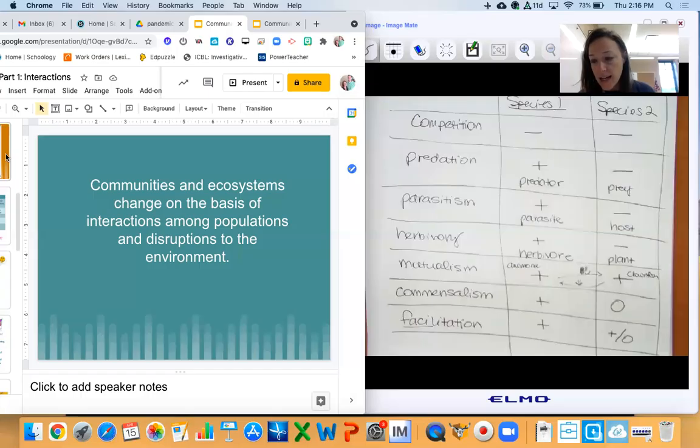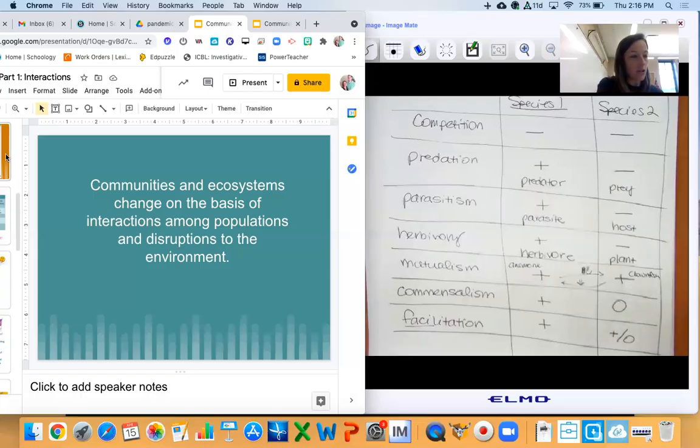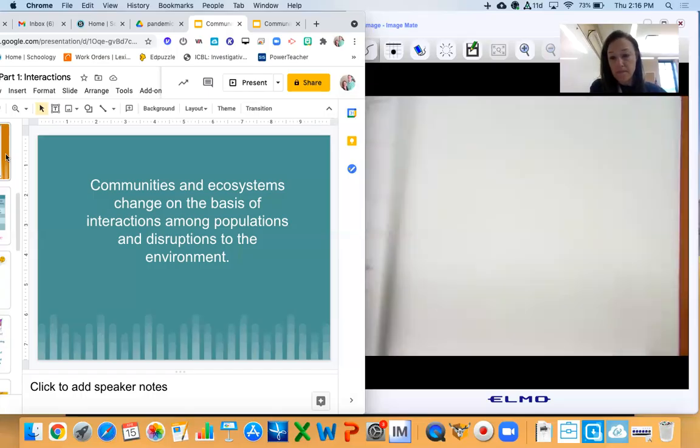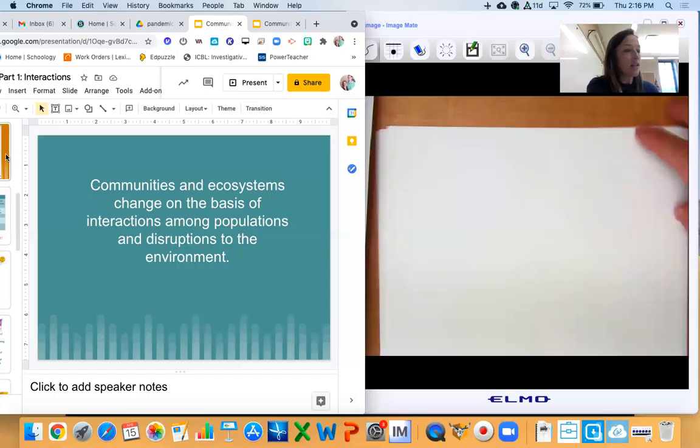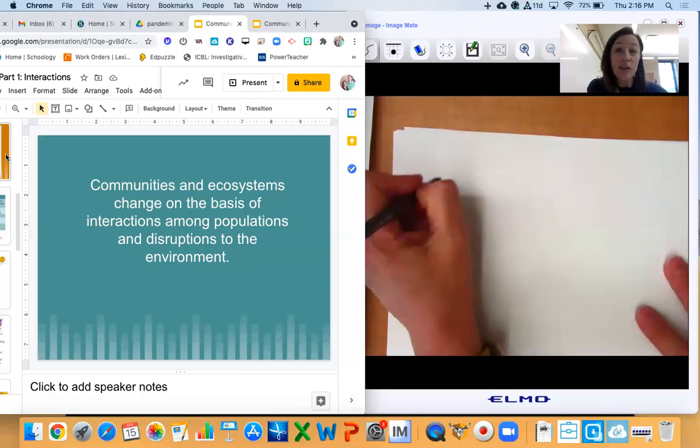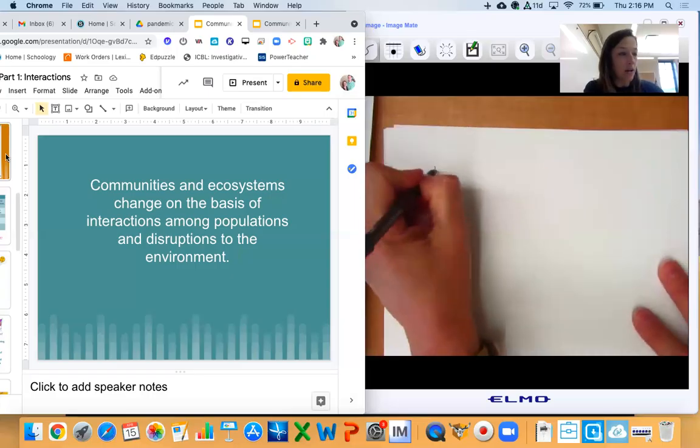All right, I can identify models and graphs of each of the interspecific interactions. I just lost my place. All right, so let's kind of look through what this would look like. Some of them are going to look similar or the same, and so it might be hard to tell.